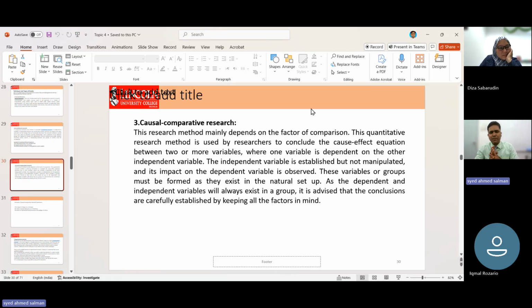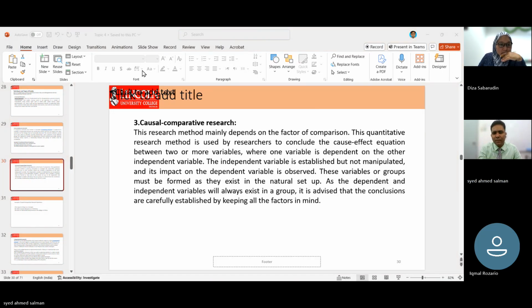Causal comparative research. This research method mainly depends on the factor of comparison. This quantitative research method is used by researchers to conclude the cause-effect equation between two or more variables. In this causal comparative research, you are going to tell the effect of the variable. The variable is affecting 20%, 30%, 40%, 90%, 100%. Most of the PhD students and masters by research use this type of research, causal comparative research.